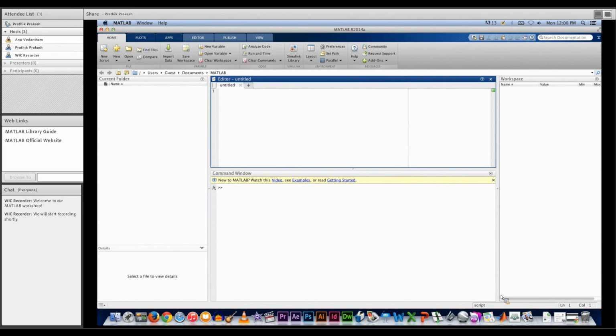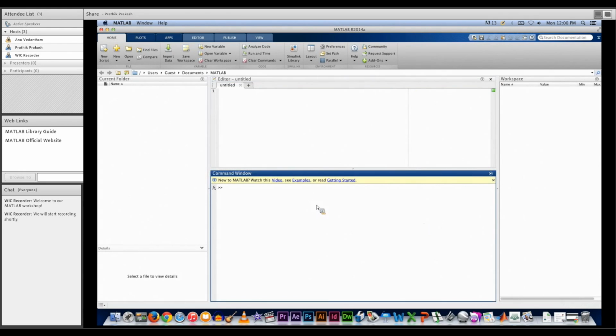Sure. Hi, everyone. Today we'll be learning how to do calculus with MATLAB. So initially we'll start off with a few basic commands of MATLAB. So what we'll do is, hopefully everyone's able to see my screen, and I'm typing my commands on the command window.